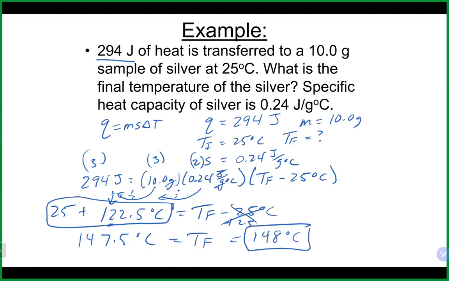This also makes sense in the idea of my initial temperature was 25, right? This is 294 joules, which is endothermic, which means my temperature should go up, and it did, right? So again, if you did this and you went less than 25, you're going in the wrong direction based on the energy that we see there, right? Because it's endothermic. Any questions?